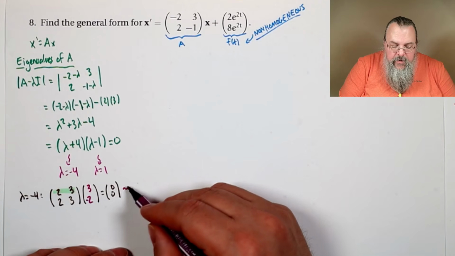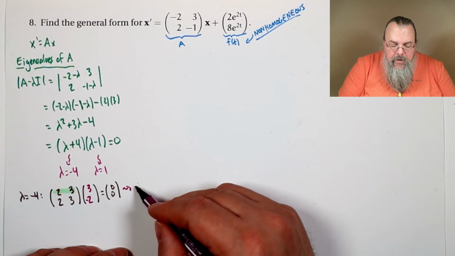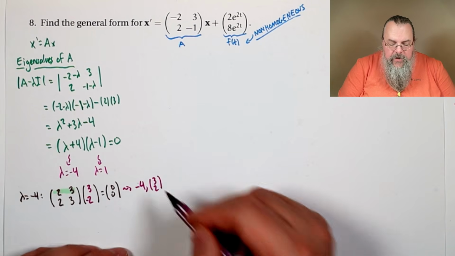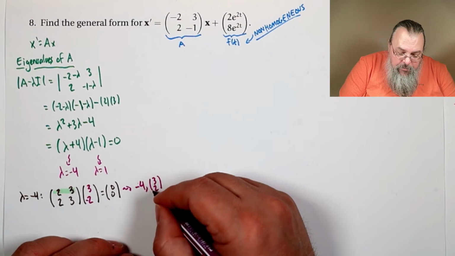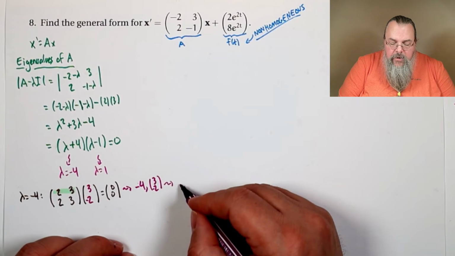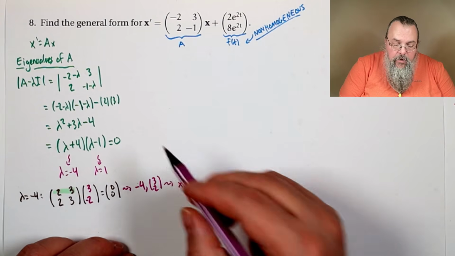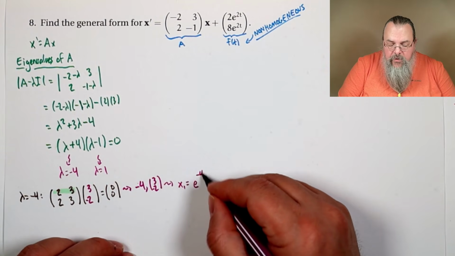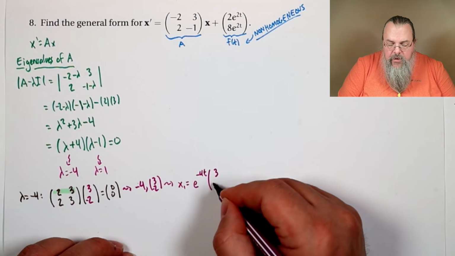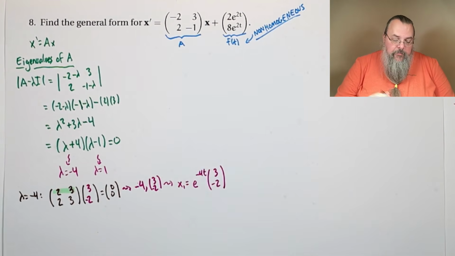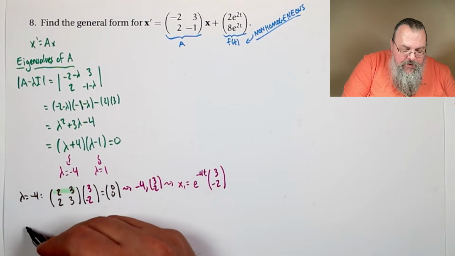So that gives us lambda equals -4 and eigenvector (3, -2). Which really says what? Well, it tells us we have a solution to the homogeneous part that looks like e to the -4t times (3, -2). Okay, we still have another eigenvalue to do.